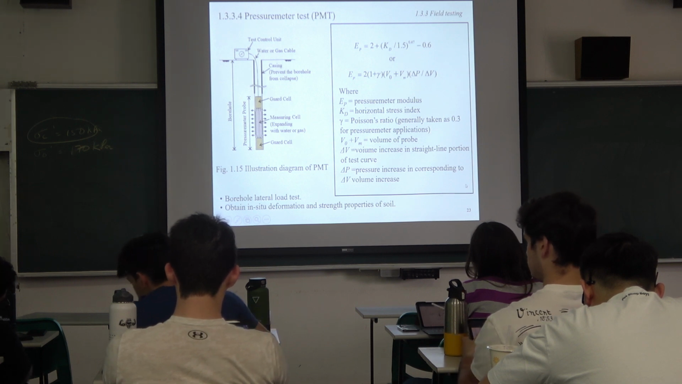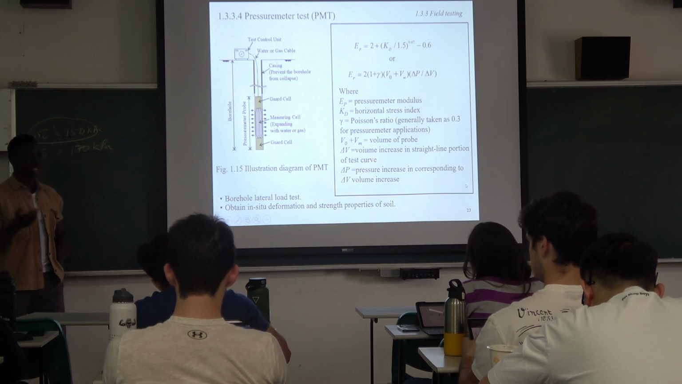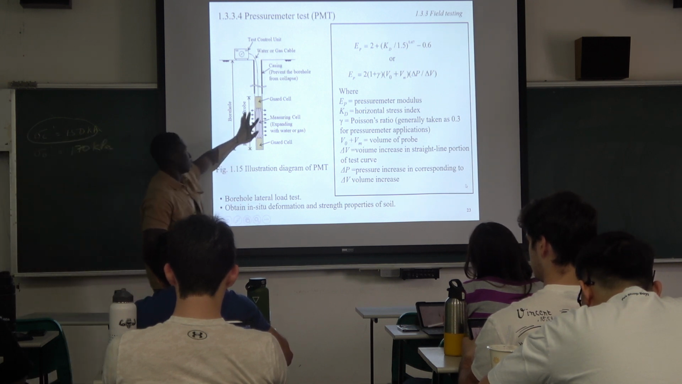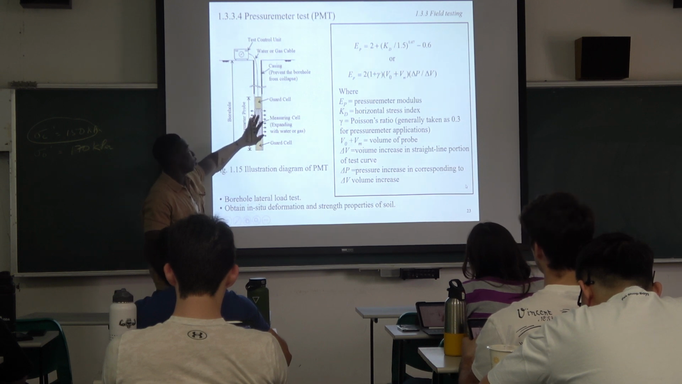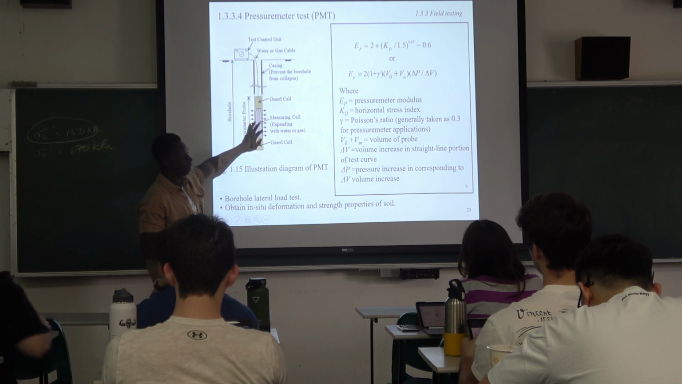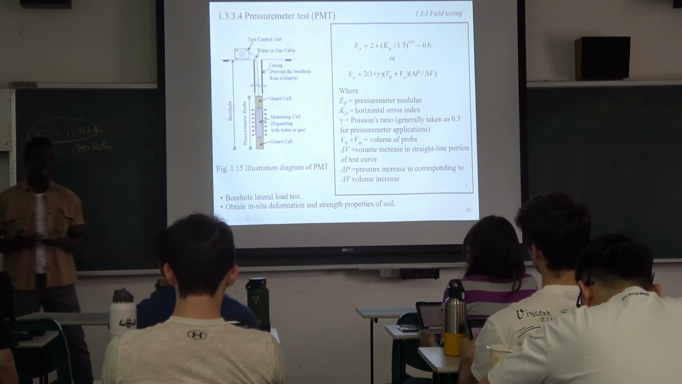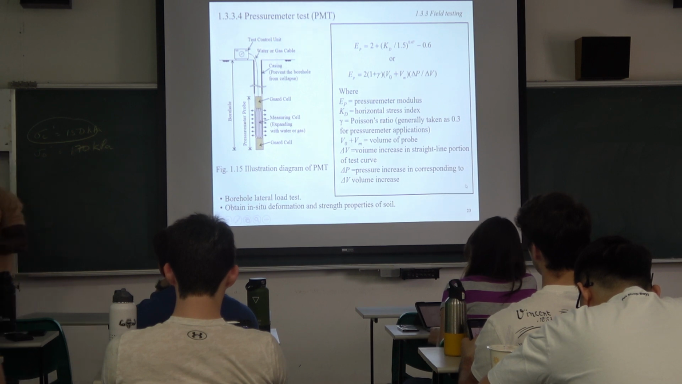Usually for this case, the soil is considered to fail when the cavity expands, because the hole already has a size, right? When the expansion is about twice the size of this, then you can assume that the soil has already failed in this condition.